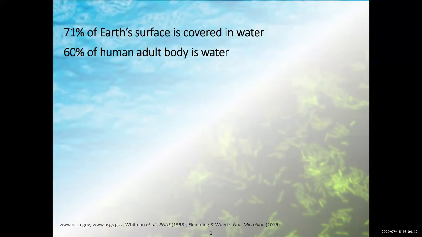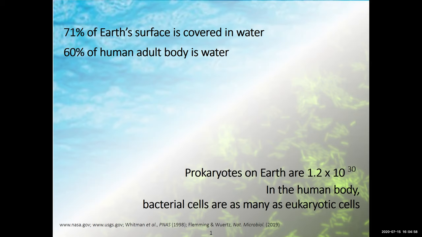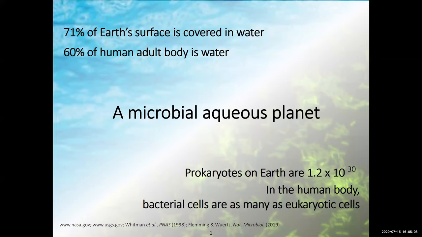Basically, 71% of the Earth's surface is covered in water, and on average 60% of our body mass is constituted by water. The percentage is even higher in some organs. Then if you count the number of prokaryote cells on Earth, they are about 1 times 10 to the 30. And in the human body, bacterial cells are as many as eukaryotic cells. So basically, we live in a microbial aqueous planet, and we are microbial aqueous creatures.